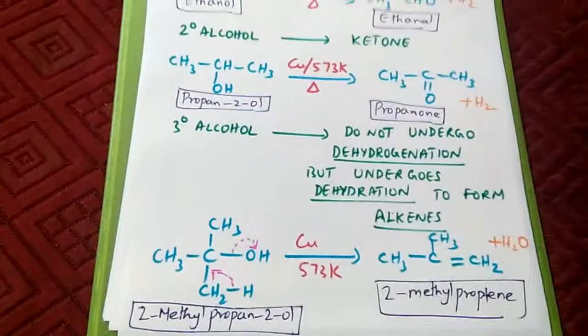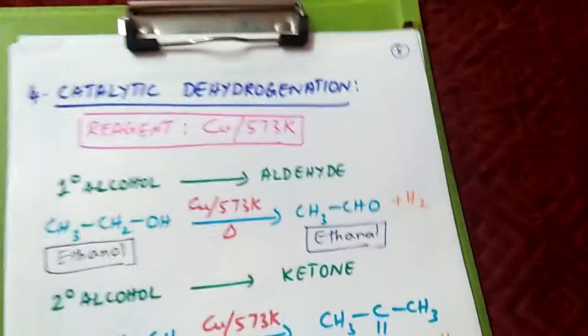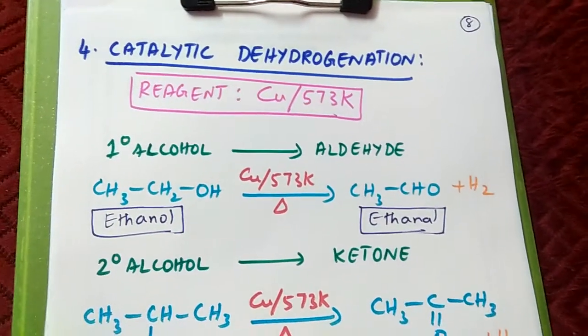So that's all about the methods of distinction between primary, secondary and tertiary alcohol. Hope you have understood well. Okay, we'll see you in the next class. Thank you, children.